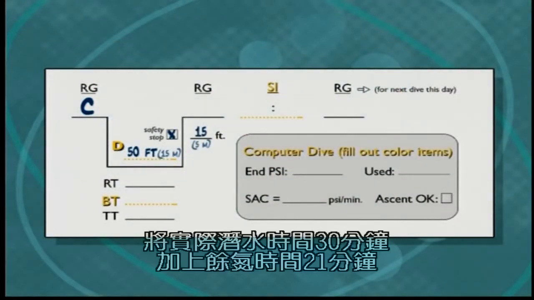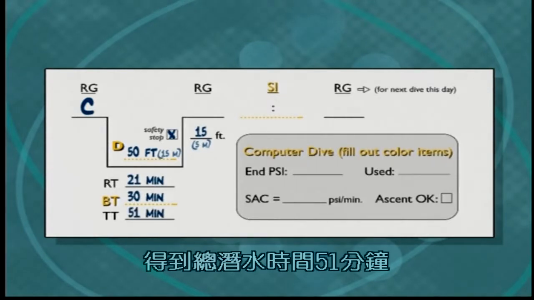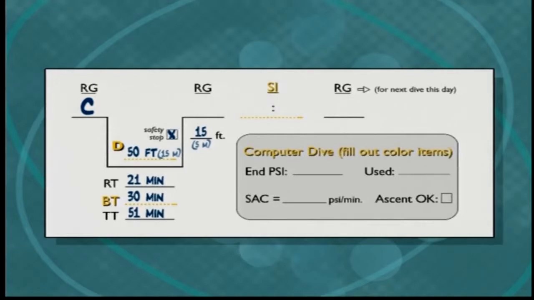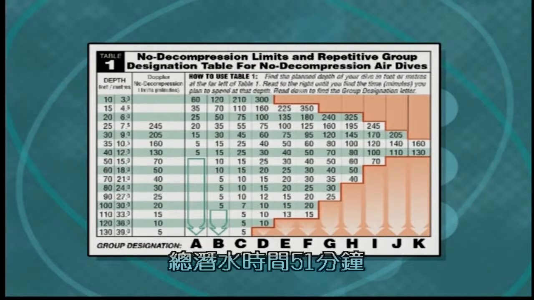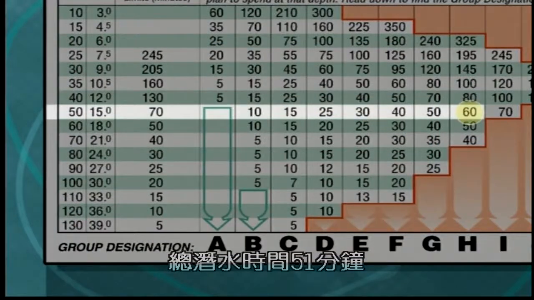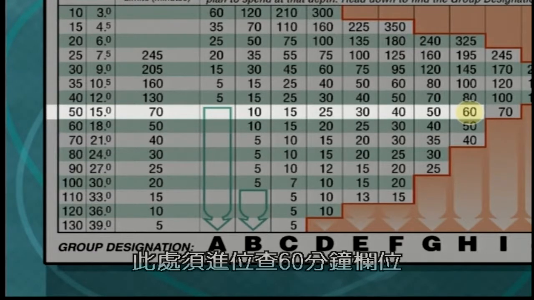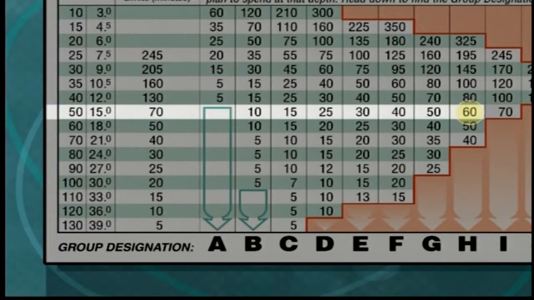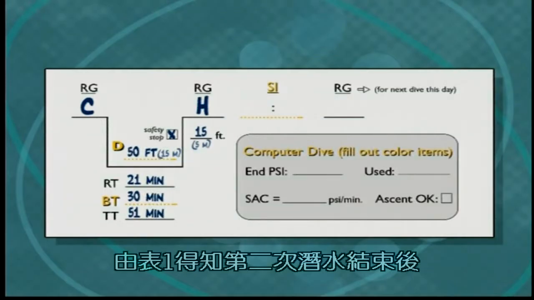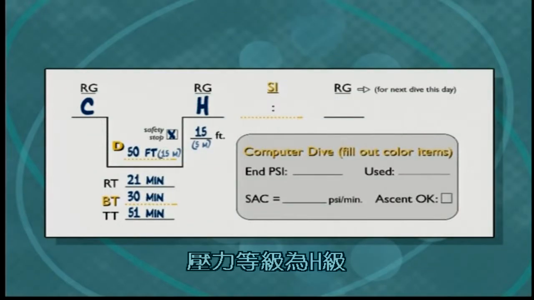Upon surfacing, we add our bottom time of 30 minutes to our residual time of 21 minutes for a total time of 51 minutes. By checking Table 1, we see that a dive of 50 feet or 15 meters, with a total time of 51 minutes, must be rounded up to 60 minutes. You now have a group designation of H at the end of your second dive.